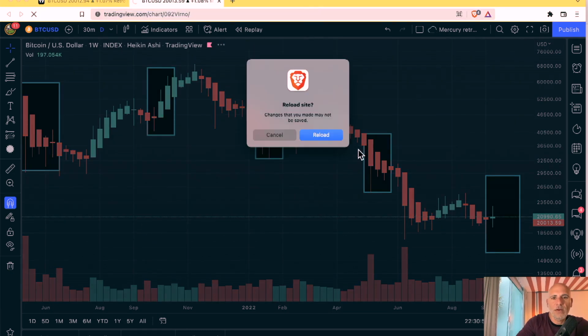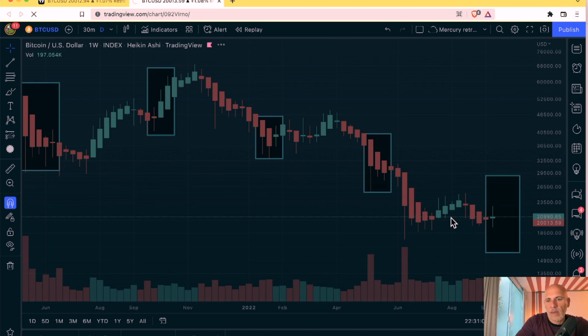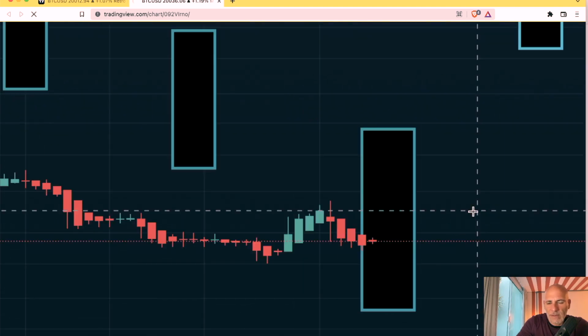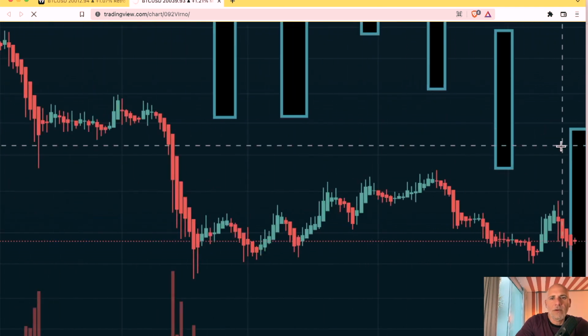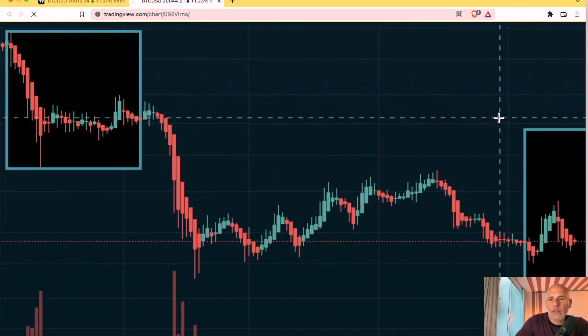Internet a bit slow. Okay, September 11 is around here. We are still in the low. Okay, maybe the internet will come back in a moment. We are still in the low around the 20K. This was September. It was another 3 candles.